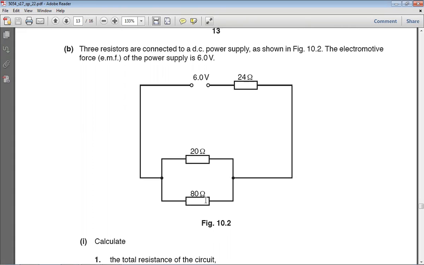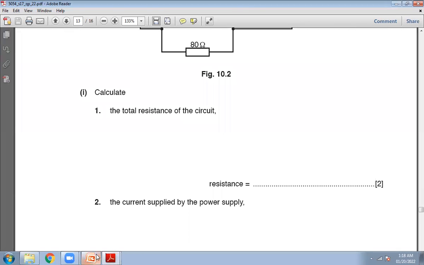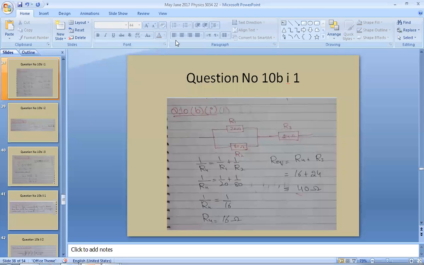Because they are connected in parallel to each other, if you want to find out their equivalent resistance, R4, the formula will be 1 by R4 equals 1 by R1 plus 1 by R2. And once I know the value of R4, the combined resistance of these two, that will be connected in series with this one. So R4 plus R3 will give me the resistance of the whole circuit. It's a 2 marks numerical. Let me show you how I have done this.